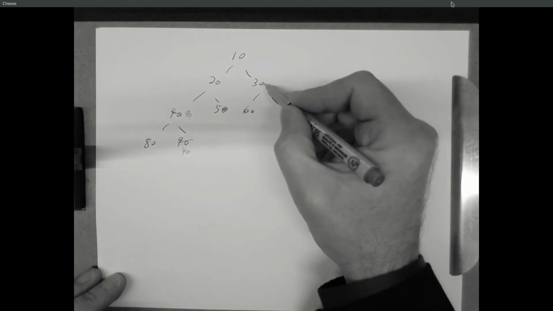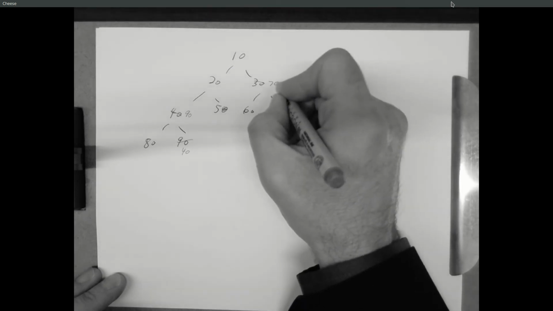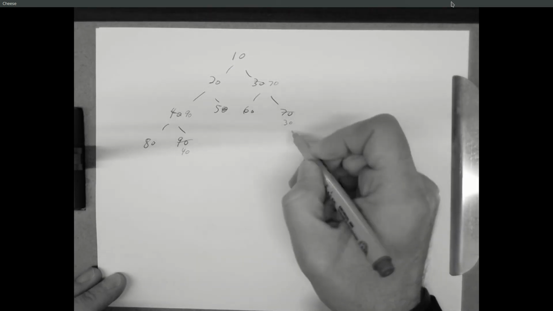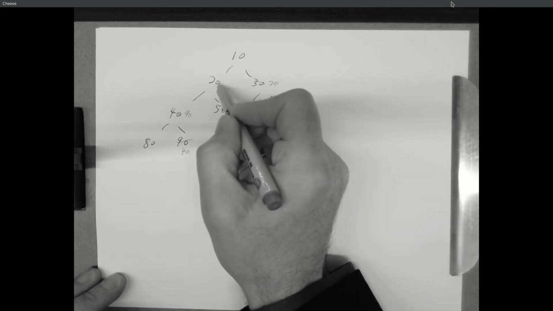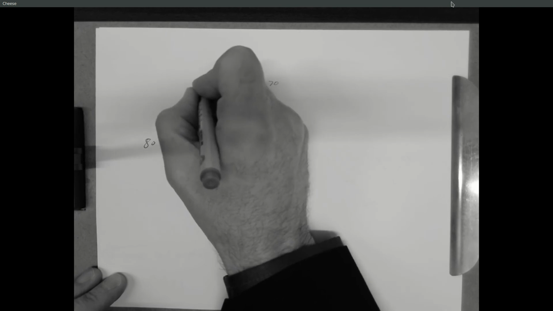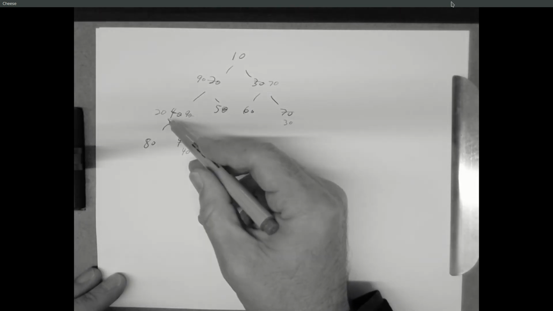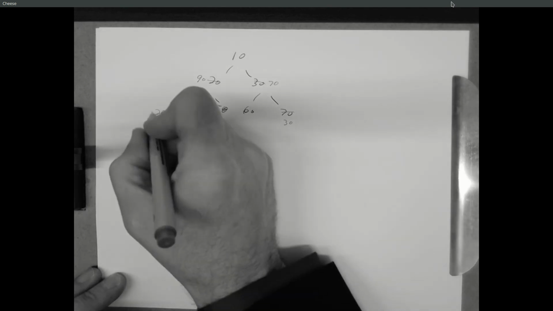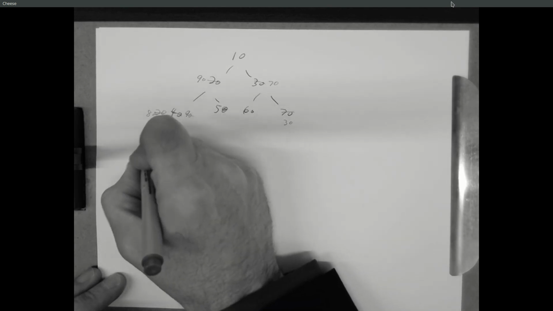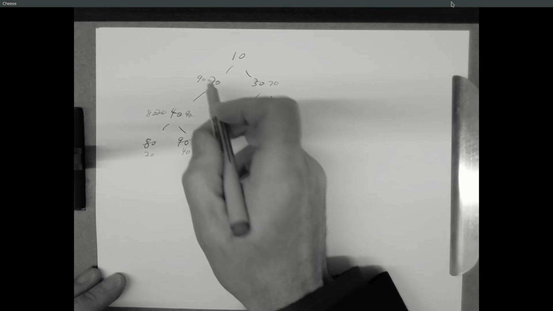All right, come back here. There's a 30. Swap it with the largest child, so 70, 30, and 30 is fine. There's a 20, swap it with the largest child, which is 90. So 90 goes there, 20 goes here. Does 20 satisfy? Nope, so swap with the largest child, which is 80. There's our 20, and we're done.